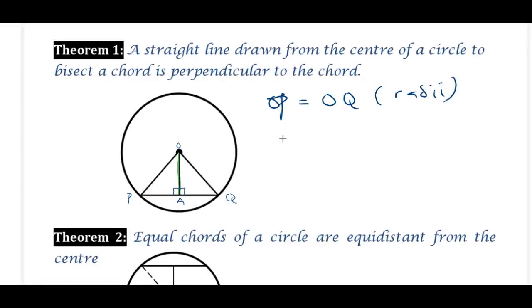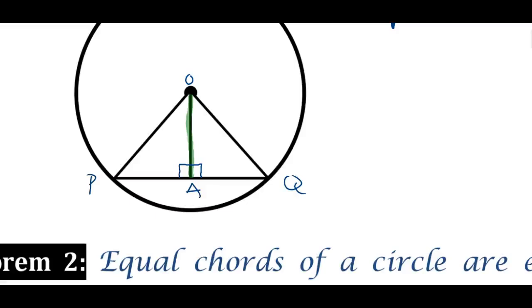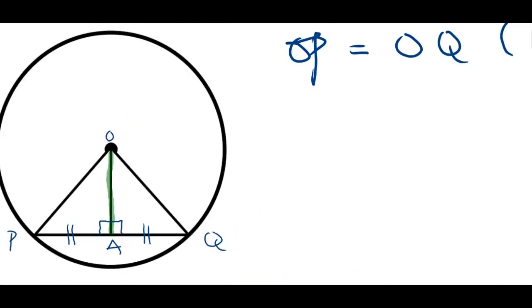Another thing to note is, since this OA is a bisector, it means that to bisect means to divide a chord into 2 equal parts. It means that this place is equal to this place. That is, PA equals AQ. That's the implication of that theorem.